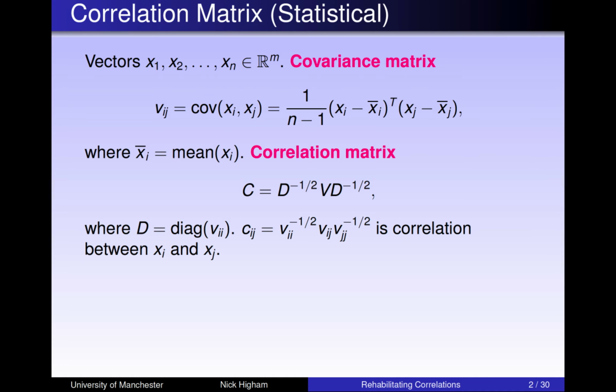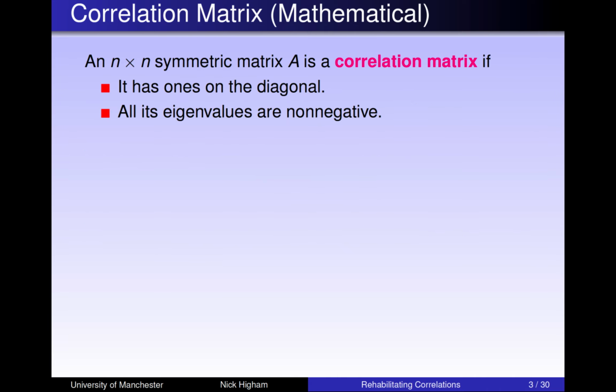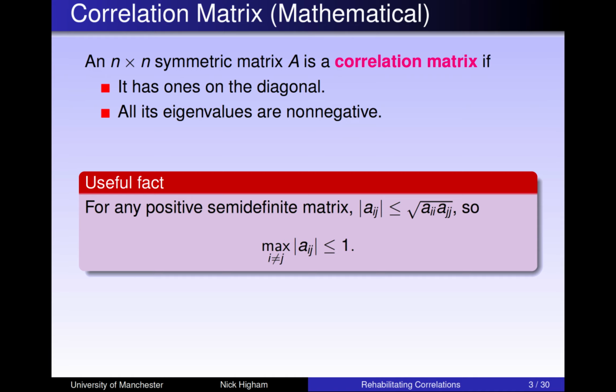So that's the statistical way of looking at things, but I want to take a purely mathematical approach to define a correlation matrix. It's just a symmetric matrix that's got ones on the diagonal and all of whose eigenvalues are non-negative. So what can we say about such a matrix? Well, there's one useful fact we can immediately deduce, because for any positive semi-definite matrix we have this inequality here, that the ij element is bounded above by the square root of the product of the corresponding diagonal entries, aii and ajj. Since the diagonal is 1 for a correlation matrix, we know that all the elements off the diagonal are bounded by 1, which of course is natural for correlations.